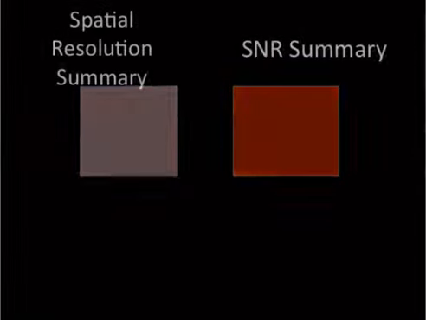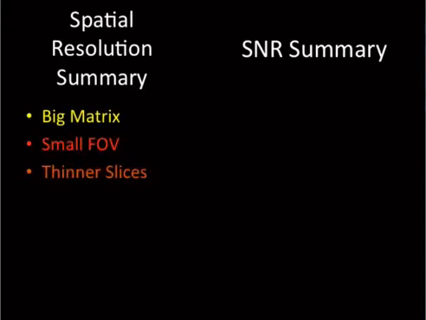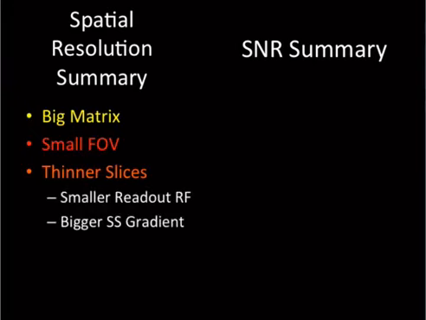So more field strength, bigger voxel size, the opposite of signal to noise ratio. So small voxels taking in a little bit of signal each versus a big voxel taking in a lot of signal. So let's do a compare and contrast here. So remember, for spatial resolution, to improve that, we wanted what? Big matrix, small field of view, and thin slices, which required a small readout and a bigger slice select gradient.